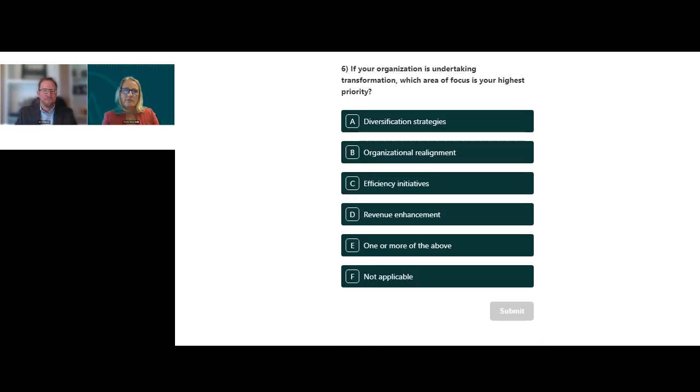So if you are undertaking transformation, for those of you that responded you're underway, which area of focus is your highest priority? And if it's not on the list, you can certainly throw it in the chat as well.